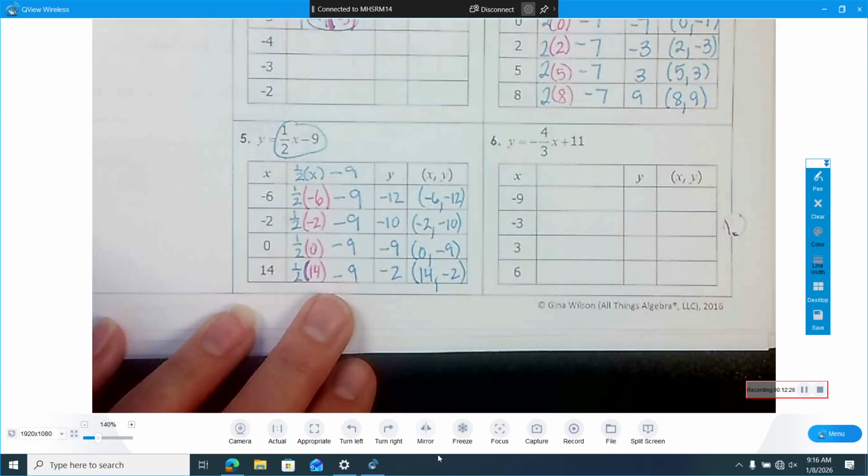All right, questions on those? It's pretty easy, right? Not too bad? Okay, turn the page.